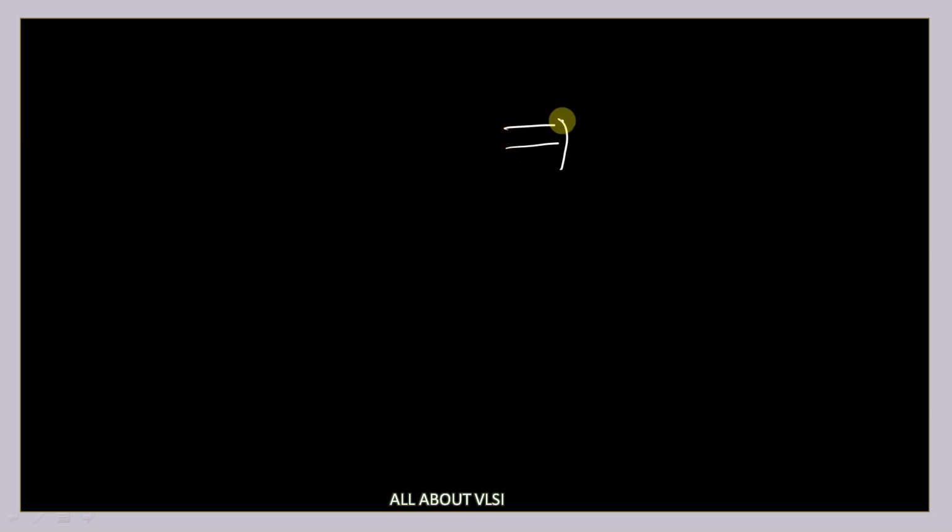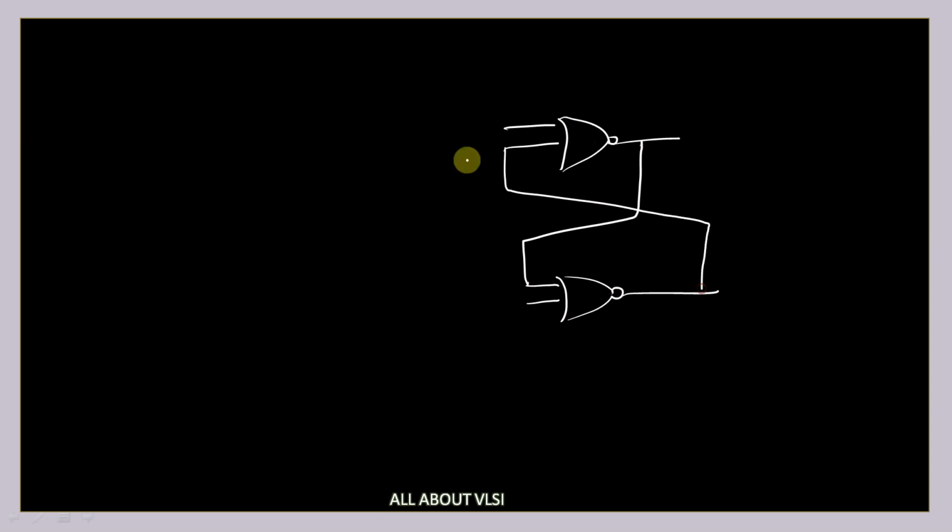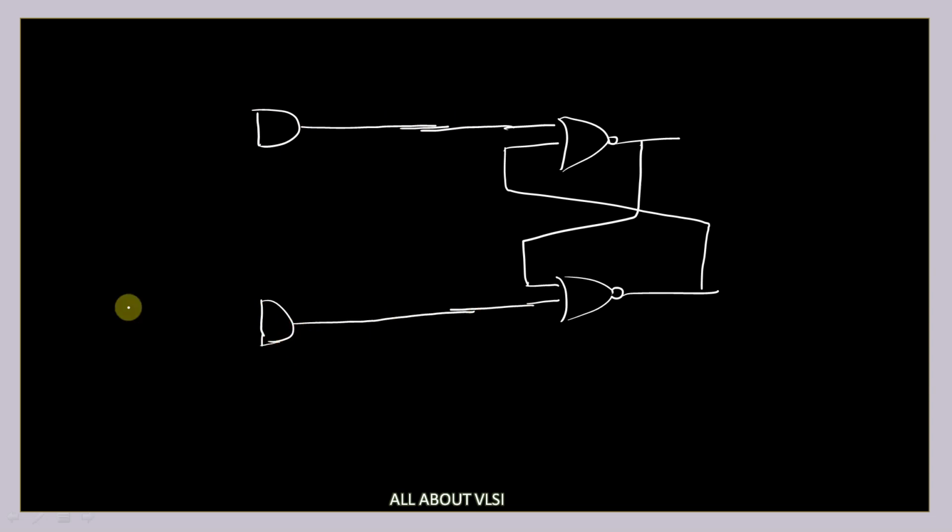So these are your NOR gates. This input will be fed from this output, and this input will be fed from this output, and these are your inputs. So what we have done is simply taken this. Now we are going to use our AND gates here and here. These AND gates are fed with one input as R and another input as S.